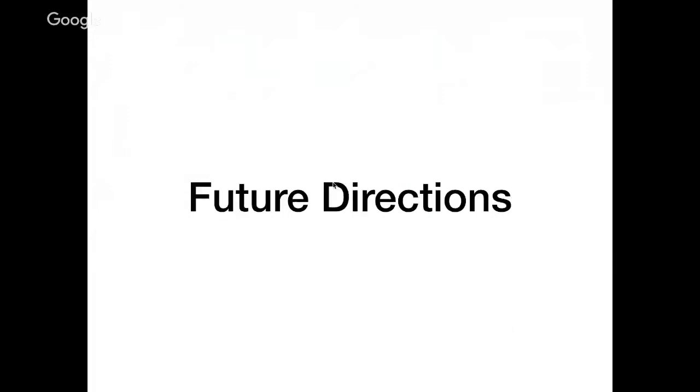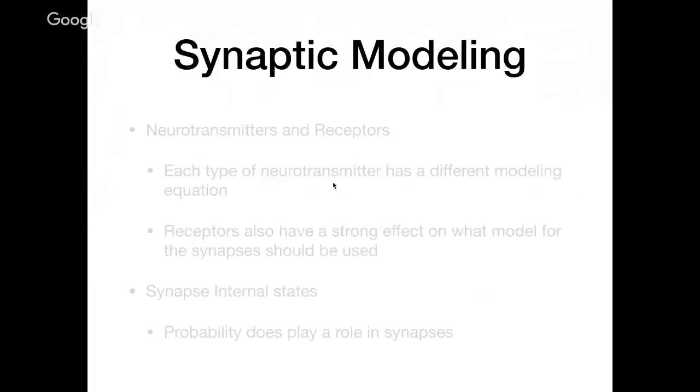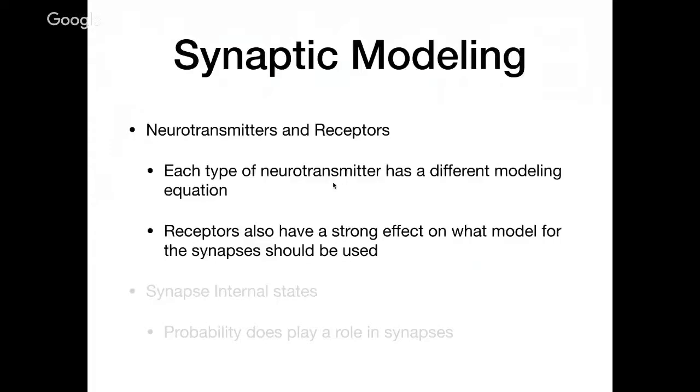So in terms of future directions, one of them is the differential equation model. A lot of this plays into the aspect of synaptic modeling. One important aspect is the idea of neurotransmitters and receptors, because neurotransmitters and receptors each have a specific model associated with them.